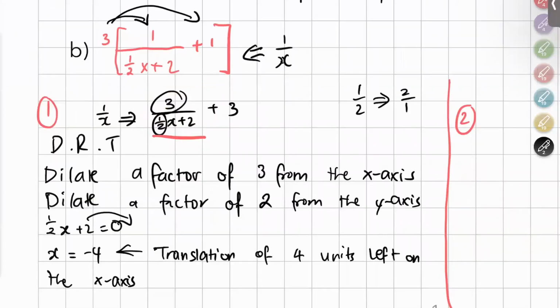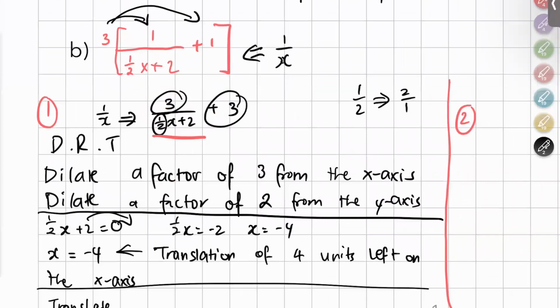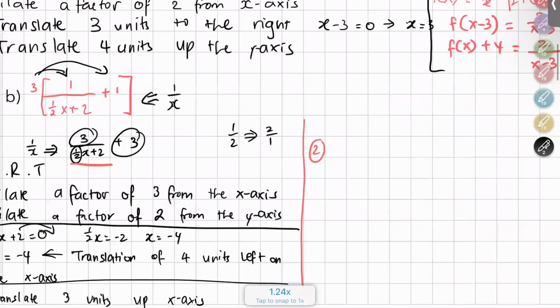Okay, I'll just do it. You get half x equals -2, x equals -4. Okay, so that's how you figure out the translation. And then obviously the last one, very simple, it's just a +3 outside the function. Therefore, it is translate 3 units up x-axis.